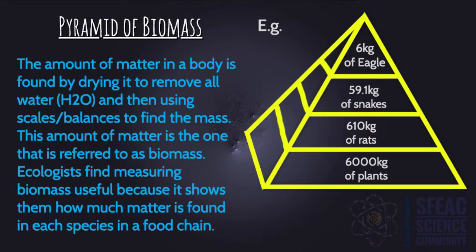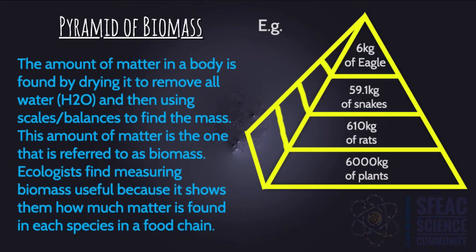So we can see with the pyramid, that's the example there, with a similar food chain, 6,000 kilograms of plants, 610 kilograms of rats, 59.1 kgs of snakes, and 6 kgs of eagle. It's just showing how we need more biomass for the plants, so that we have more producers with the wider base. As we go towards the eagle, the populations decrease, so that we have more food and fewer consumers, to avoid a situation where in a certain environment we have a shortage of food to consume.